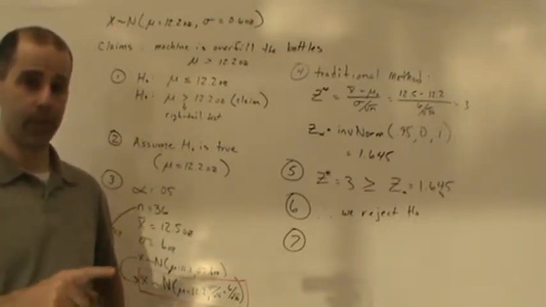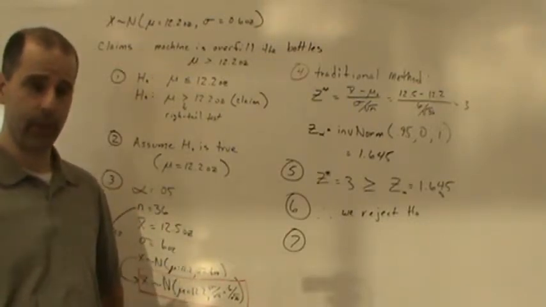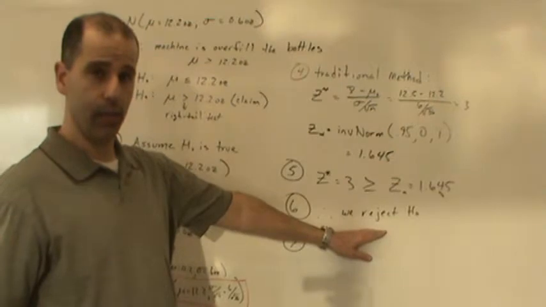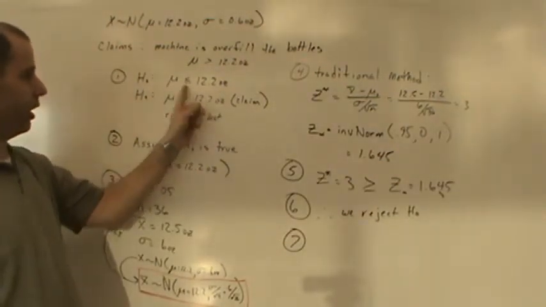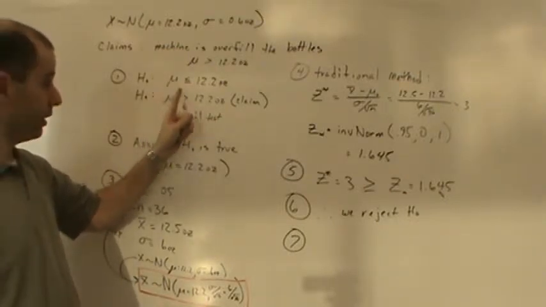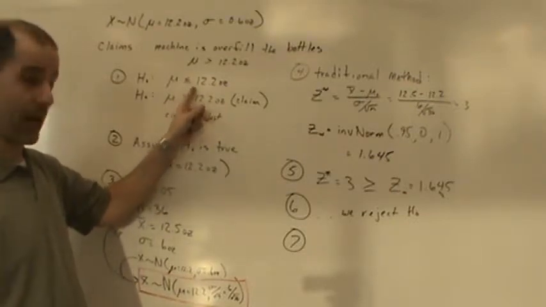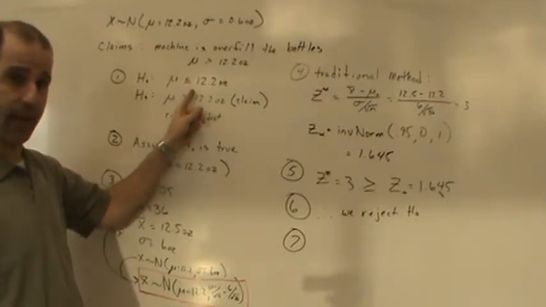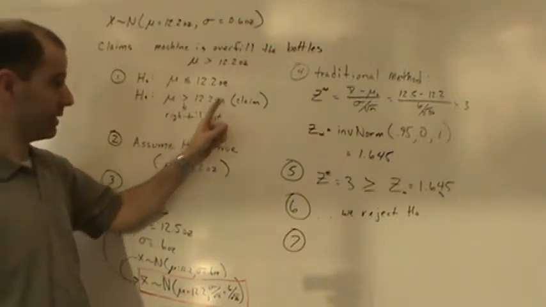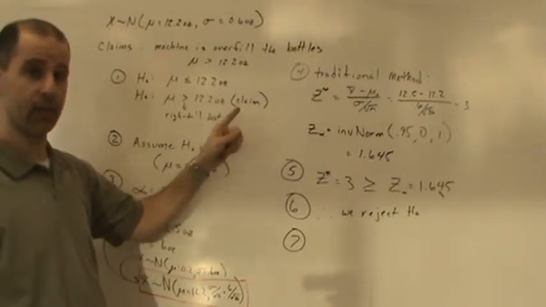Those are the only 2 options if the claim is the alternative hypothesis. Okay, so in this case here, we reject the null. So what does that mean? It means that we reject this. So that means that there is enough evidence to support the alternative hypothesis. So if we reject the null hypothesis, that means that there is strong evidence to support the alternative hypothesis. And since the alternative hypothesis is the claim, we would say that there is strong evidence to support the claim.